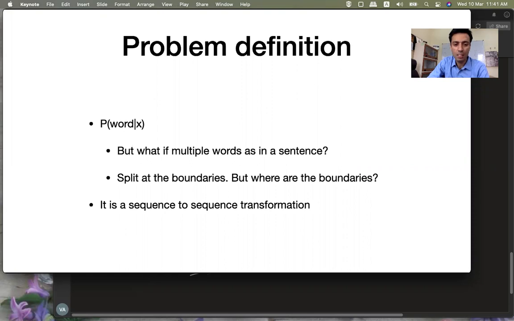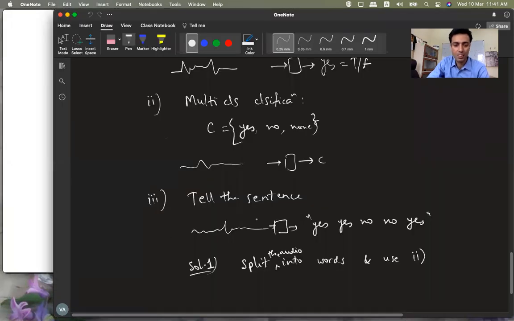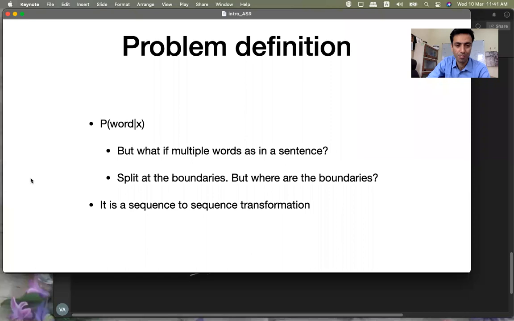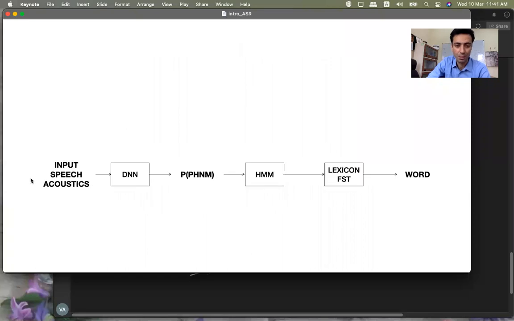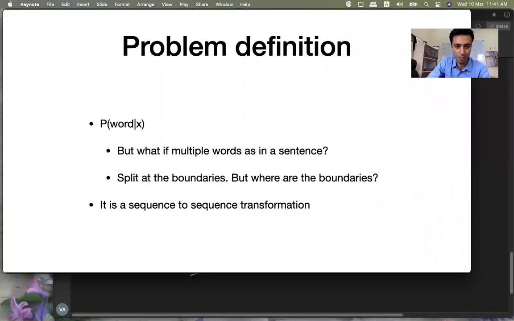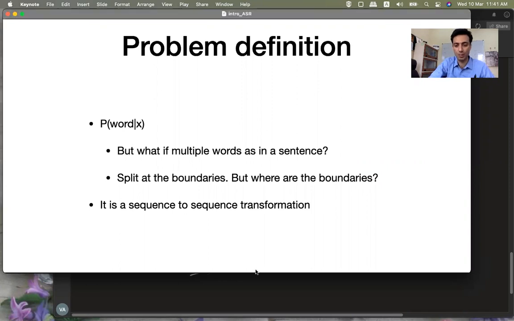So it is called a sequence to sequence transformation. You don't know the boundaries. You just have to transcribe this whole audio into this sequence. So this is a sequence, right? The waveform is a sequence of samples coming in through your microphone, and the output is a sequence of words which are going out. Okay, so that was the problem, sequence to sequence transformation.